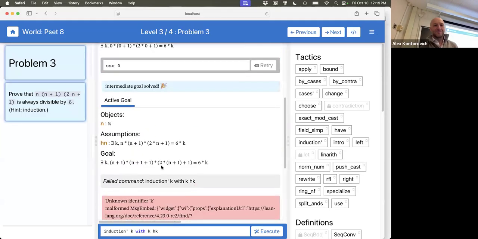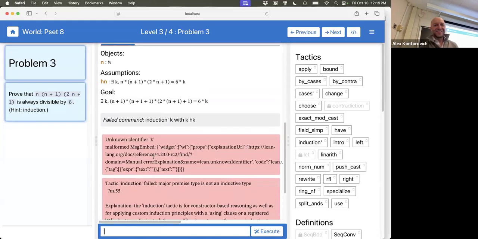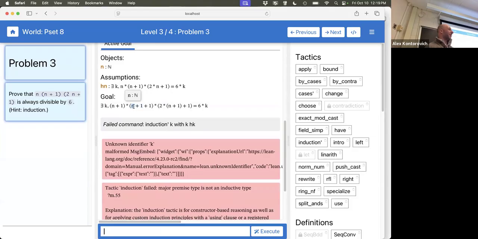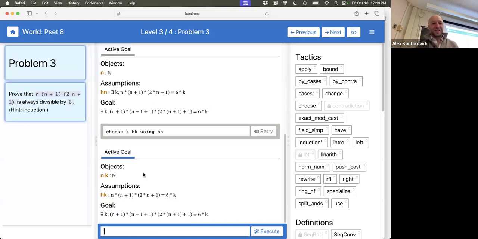So you don't need me to go on? Okay. What value of k do you use? You do a little algebra. First, you have to get this k out. So choose k, hk using hn. Okay, and now we have that value of k. By the way, at this point, you could do induction on little k if you wanted to. Now you have a little k. You could do a double induction. You can do an induction and then another induction.